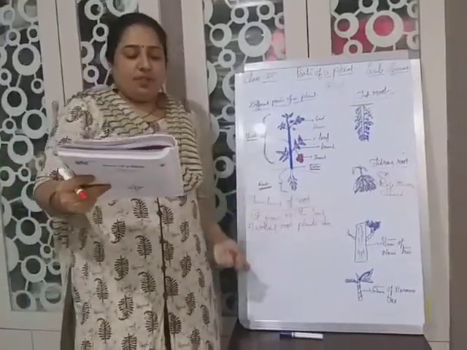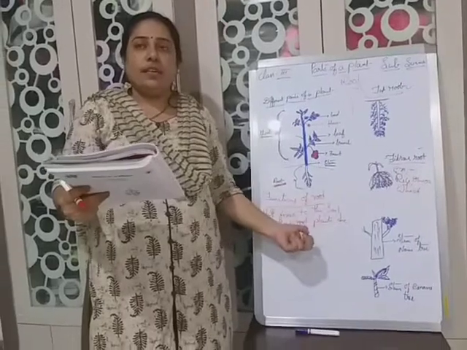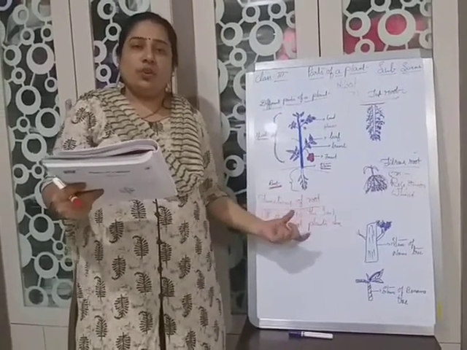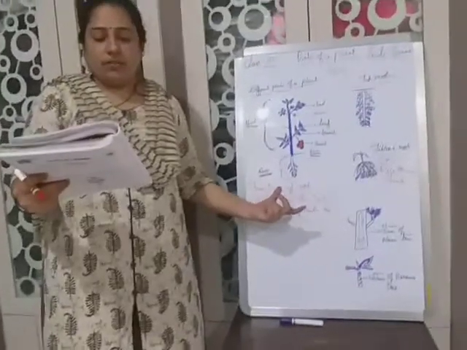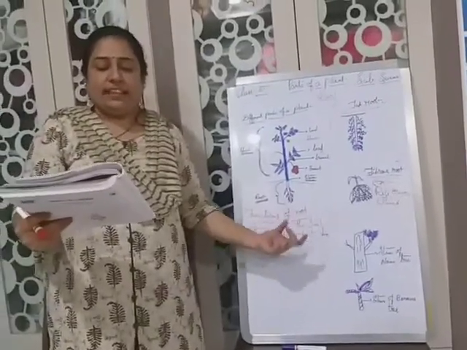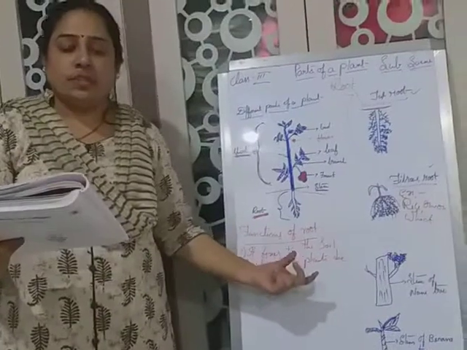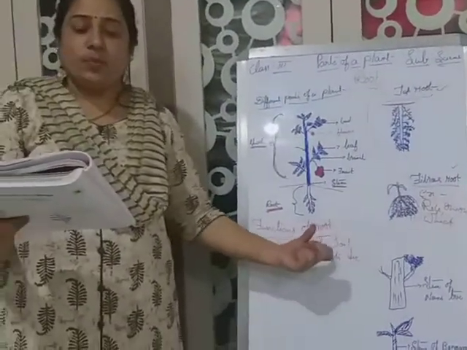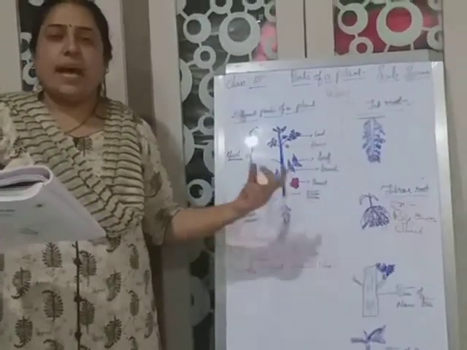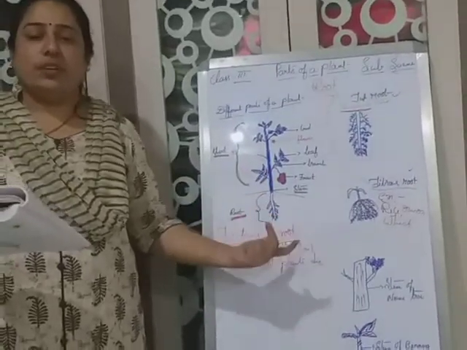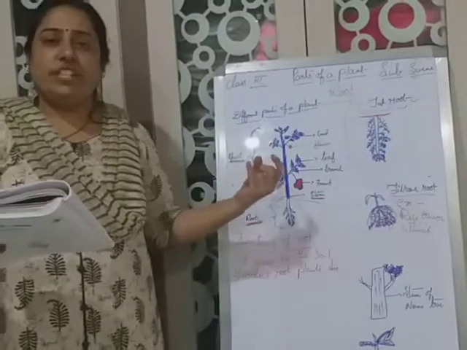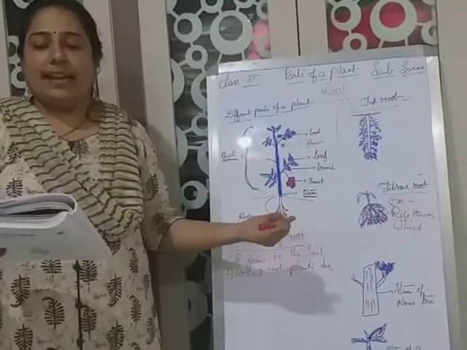Some plants have roots that store food. Plants like carrot, radish and turnip have thick and swollen roots. In some plants, it is the roots only that store food. What are those? Vegetables: carrot, radish, turnip.